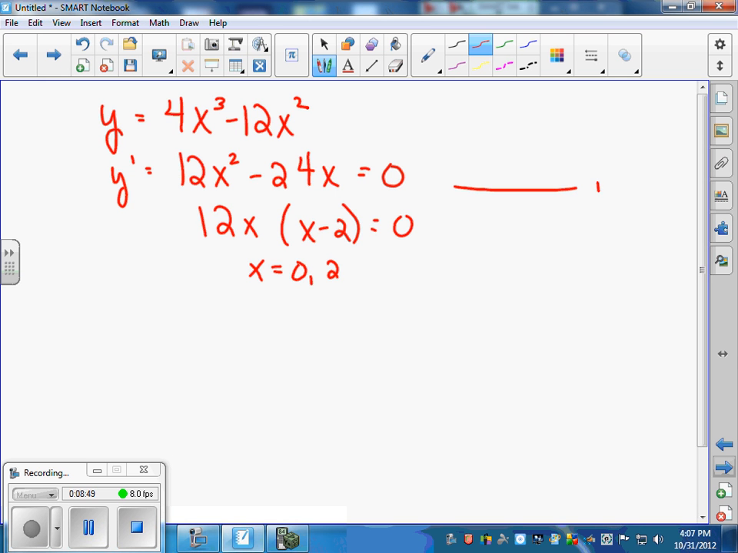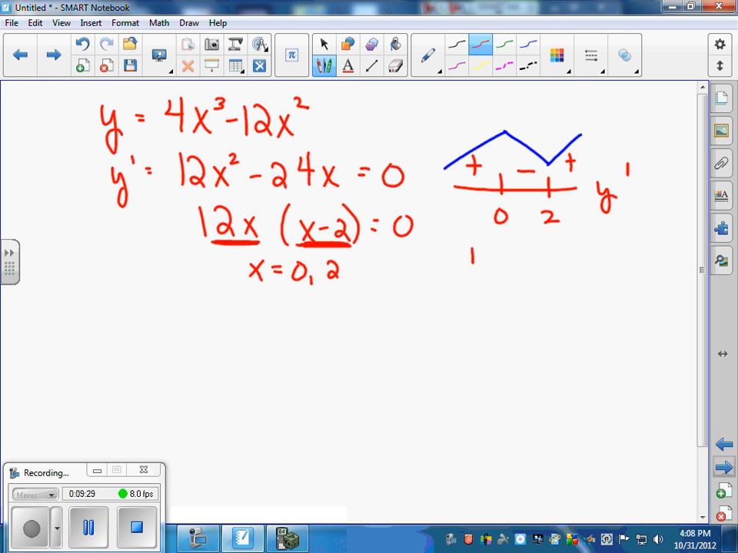Make a sign chart. So this is my y prime sign chart. Now I'm working on y prime, so I'm going to substitute my numbers into y prime. So I pick a number less than 0, like -1. I'm going to get a negative and a negative, so that's going to be positive. Put something between 0 and 2 in, like 1. I'll get a positive, then a negative, so that's negative. Something bigger than 2, like 3, I'm going to get a positive and a positive, so that's going to be positive. So my graph kind of does this. We increase, then we decrease, then we increase.